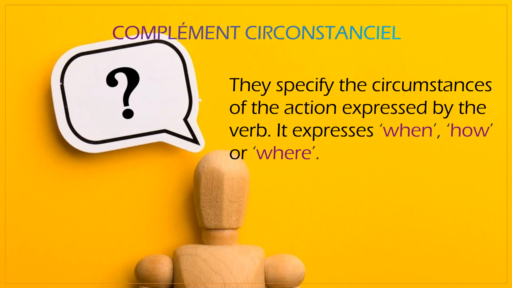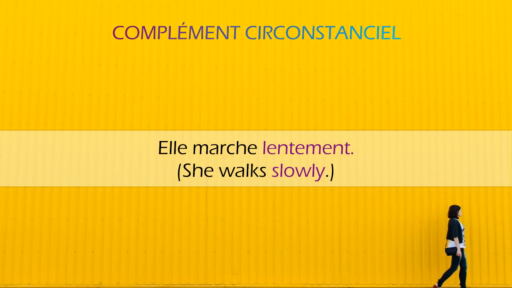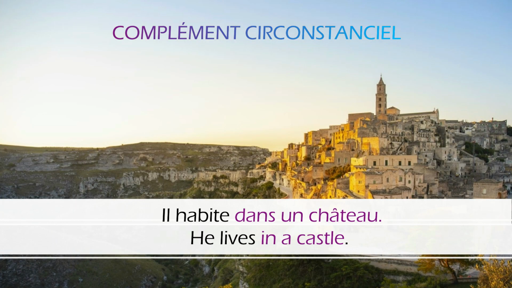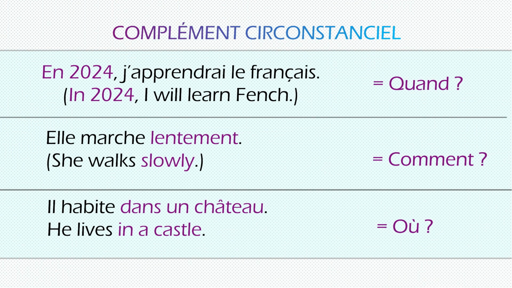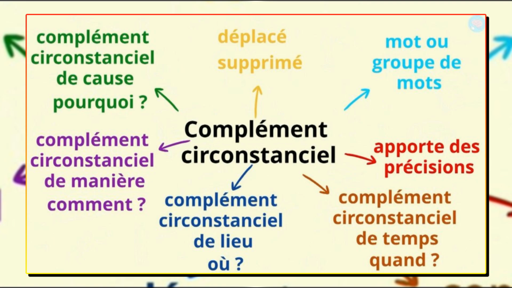Now, what is CC or complément circonstanciel? They specify the circumstances of the action expressed by the verb. It expresses when, how, or where. For example, en 2024, j'apprendrai le français. Elle marche lentement. Il habite dans un château. En 2024 expresses time. It expresses when. Lentement expresses the fashion or way. It expresses how. And dans un château expresses the place or where. These are compléments circonstanciels or CC.